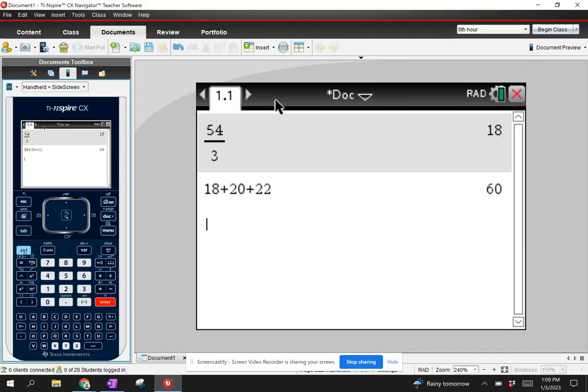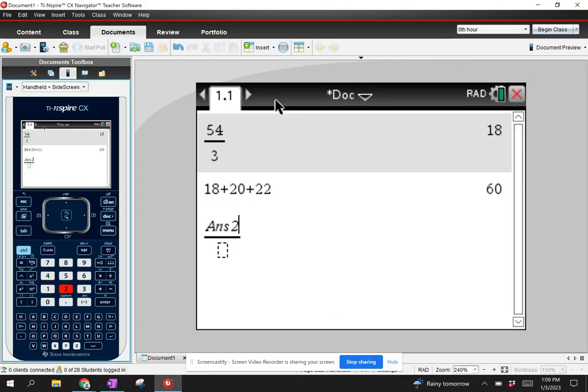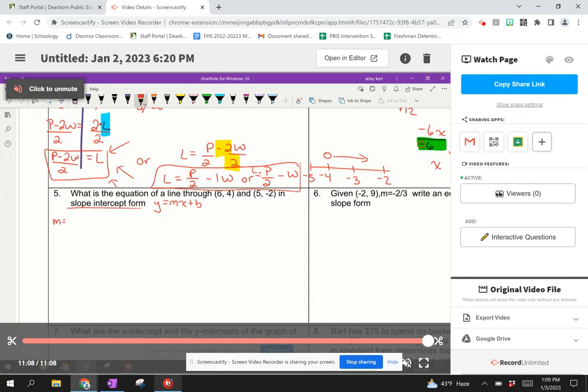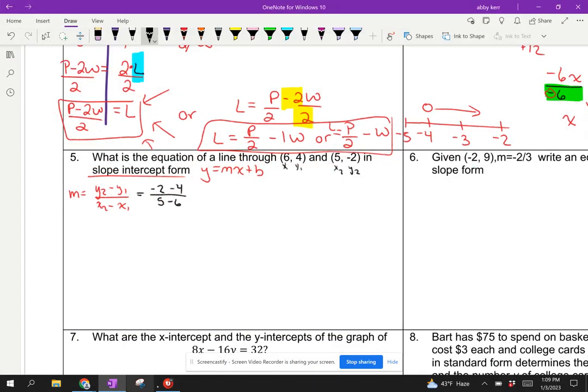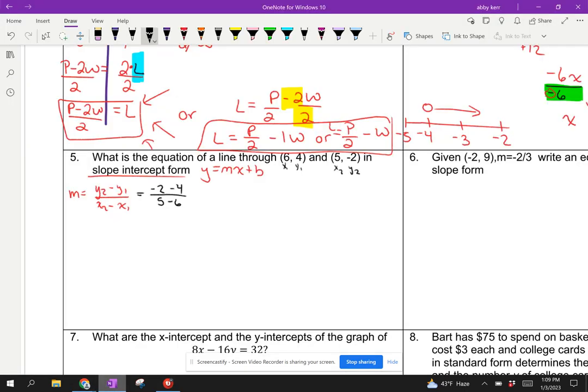Now this is easiest done when you hit control divide. So then we have -2 minus 4 and then 5 minus 6. So then our slope will be 6. Now you get to decide which ordered pair looks easier for you. I'm just going to choose the first one.